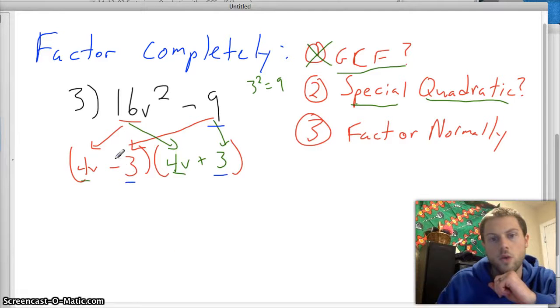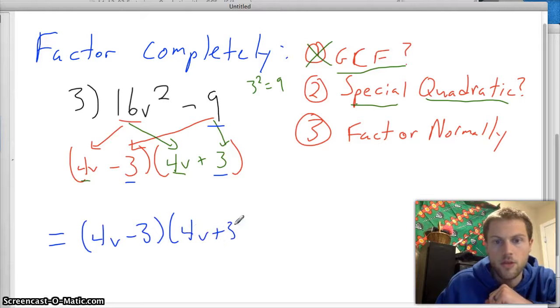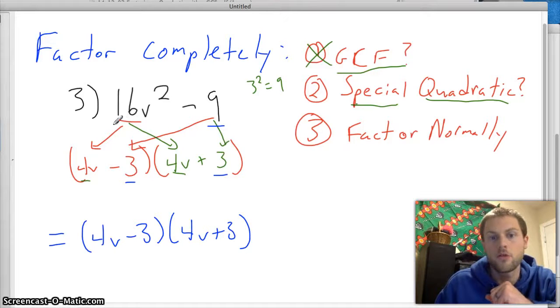The only difference is one of them you're subtracting, one of them you're adding. So let me just write that cleanly once more. We've got 4v minus 3 times 4v plus 3. And there you have the completely factored difference of two perfect squares.